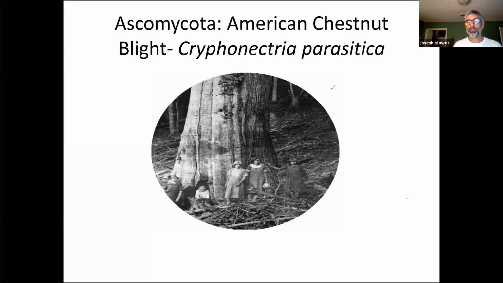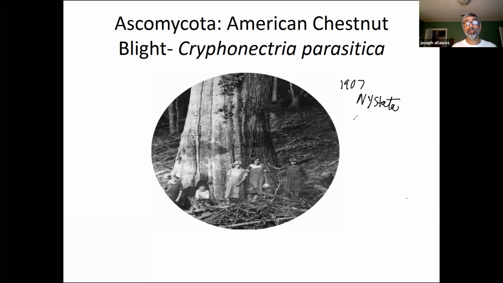And as the story goes, in 1907, in New York State, a nursery began importing Chinese chestnuts into the United States. As an orchard tree, the Chinese chestnut is relatively small, about the size of a standard apple tree, and they became popular with people that had small yards.